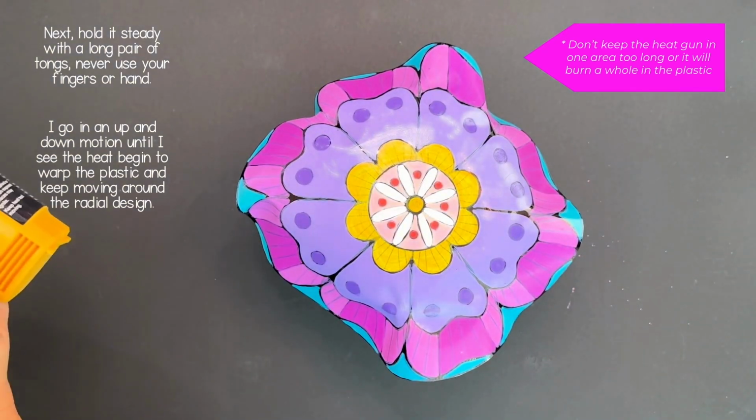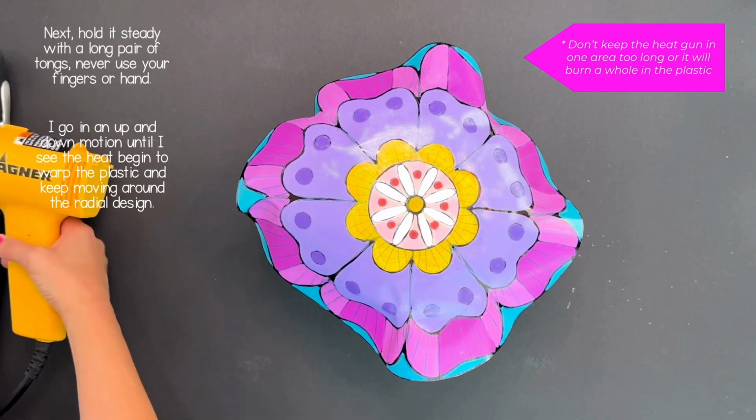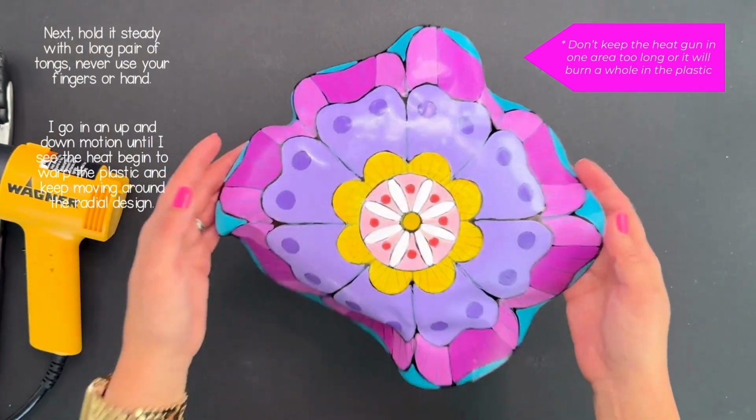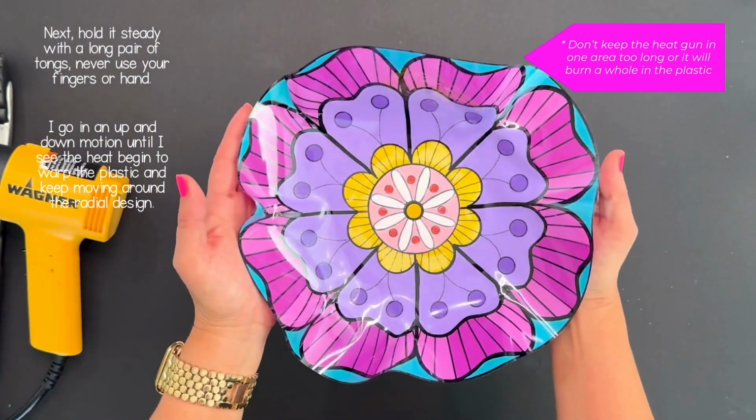Once you've created a vessel-like form that you are satisfied with, wait for it to cool before flipping it upside down.